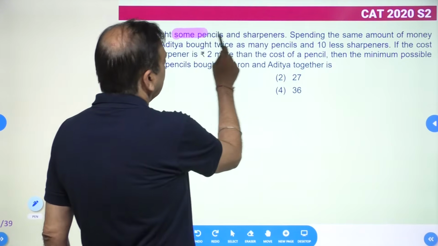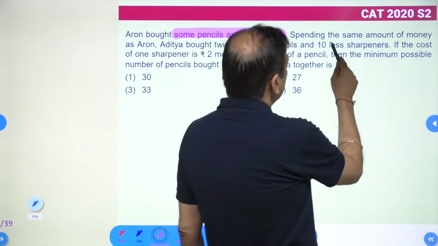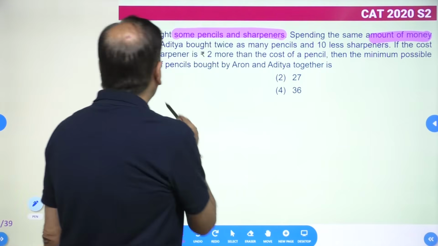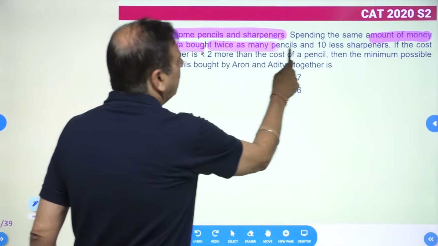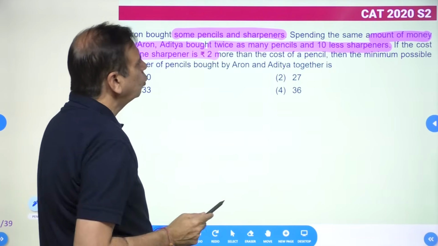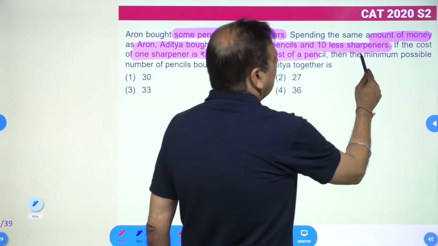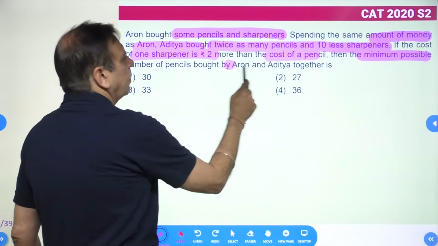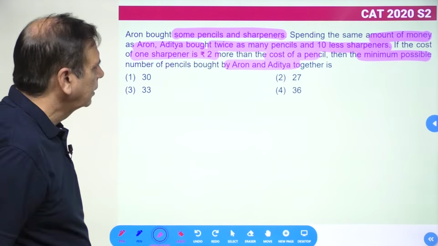Aaron bought some pencils and sharpeners, spending the same amount of money as Aditya. Aditya bought twice as many pencils and 10 fewer sharpeners. If the cost of one of the sharpeners is 2 rupees more than the cost of the pencil, then the minimum possible number of pencils bought by Aaron and Aditya together is how much?